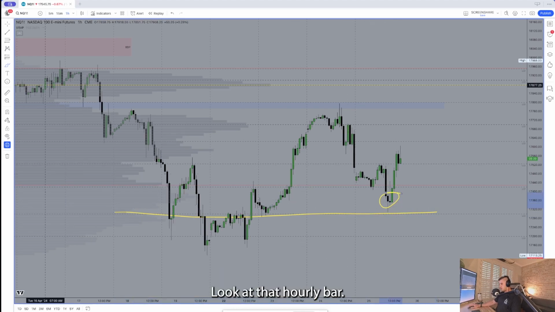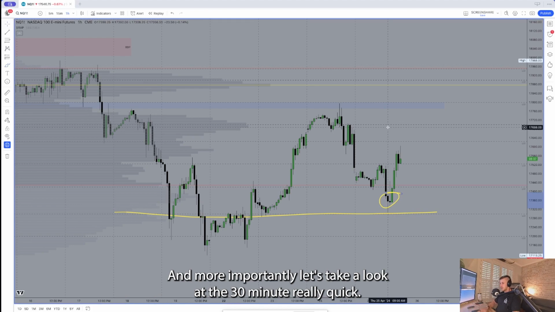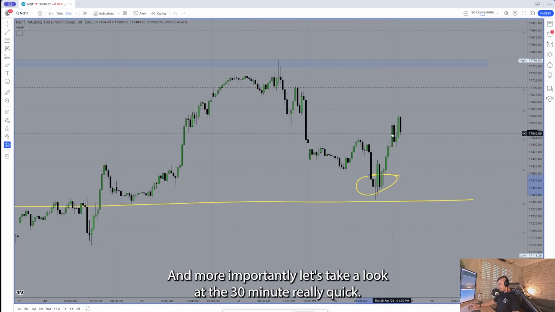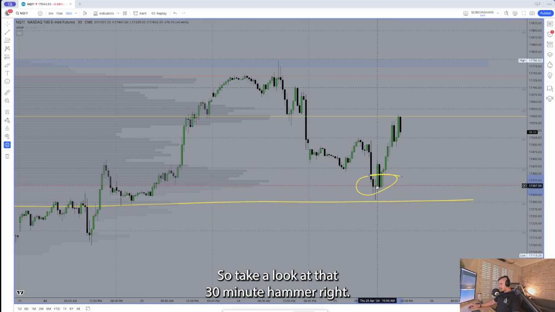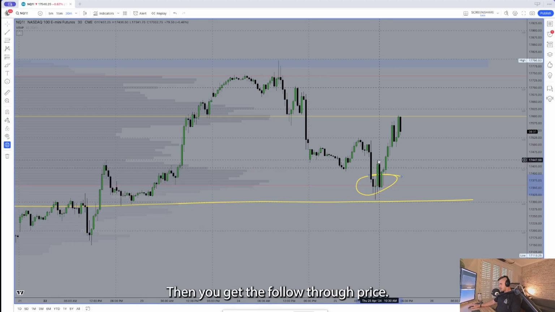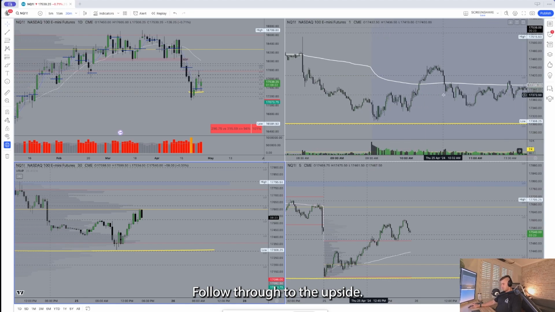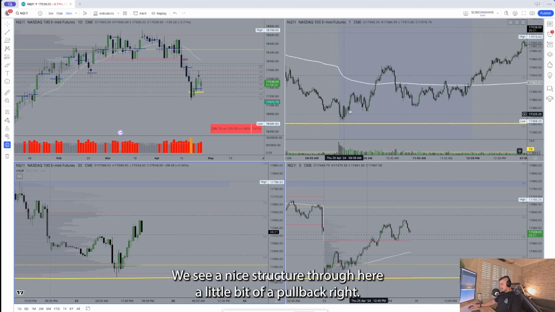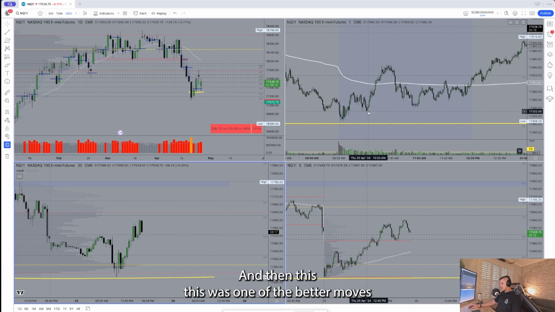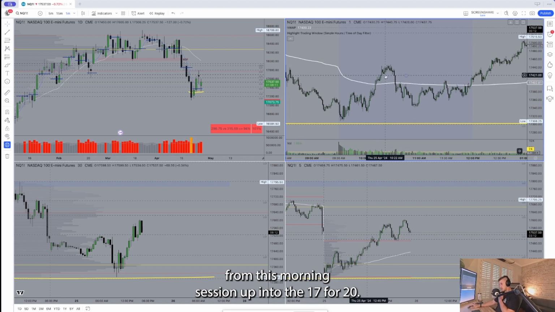Look at that hourly bar, and more importantly, let's take a look at the 30-minute really quick. So take a look at that 30-minute hammer, right? Then you get the follow through. Sellers cannot negate that 30-minute hammer. So phenomenal follow through to the upside. We see a nice structure through here, a little bit of a pullback, right? And then this was one of the better moves from this morning's session up into the 17,420.